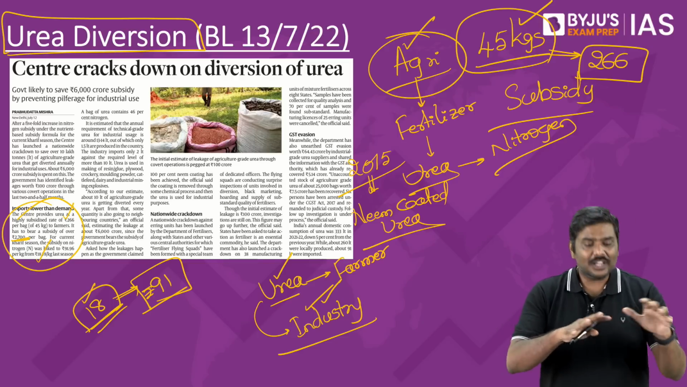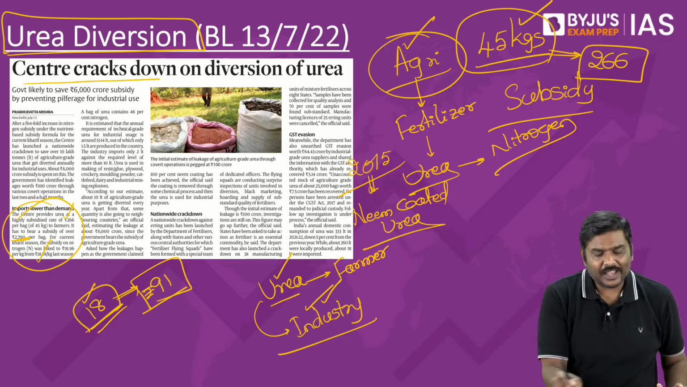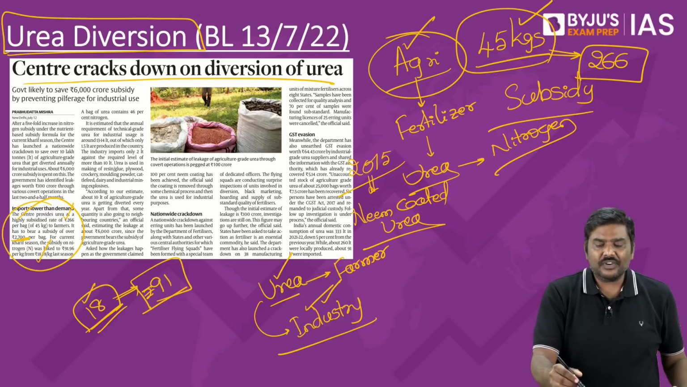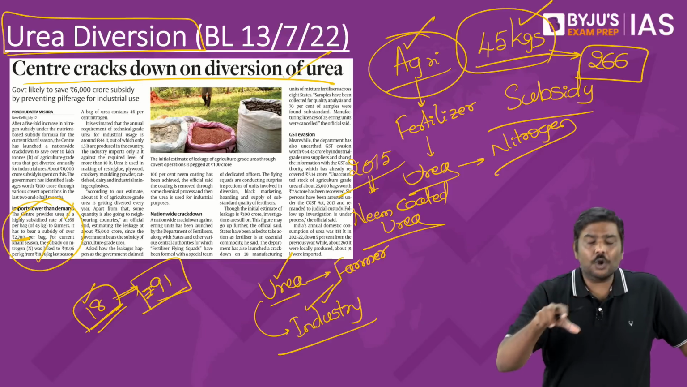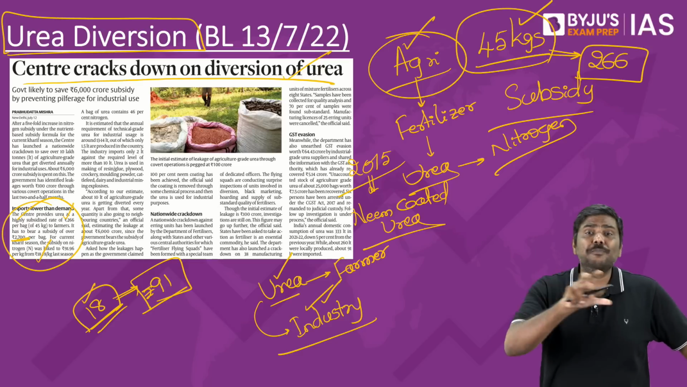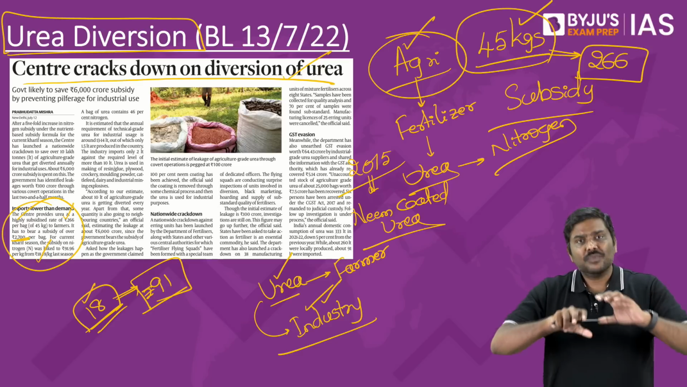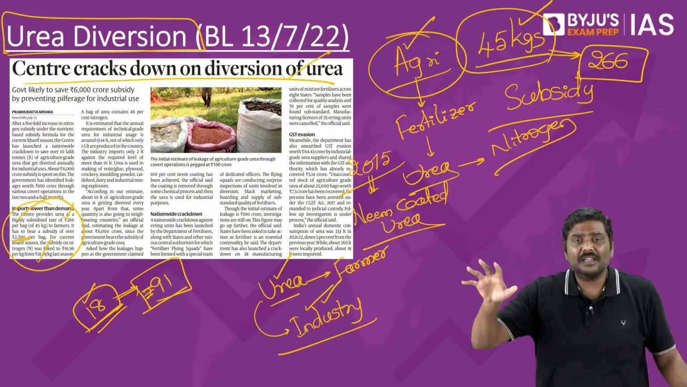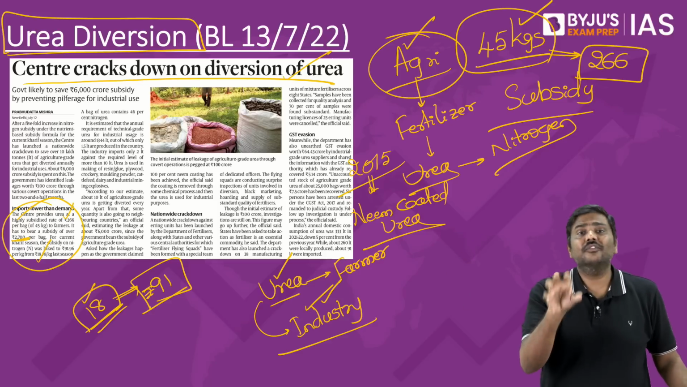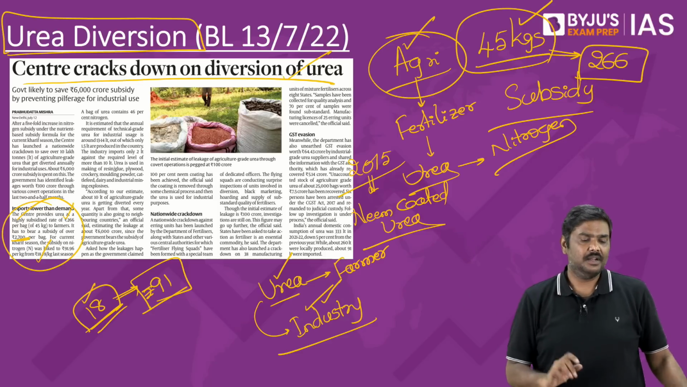So in order to overcome all of this, Government of India is cracking down on the diversion of urea. They have appointed certain people, or let's say certain groups, for supervision or inspections. And these particular groups are conducting surprise inspections at various places and finding where all diversion is actually happening. Done?